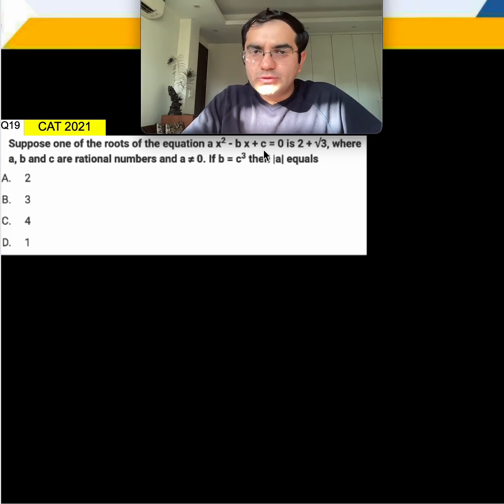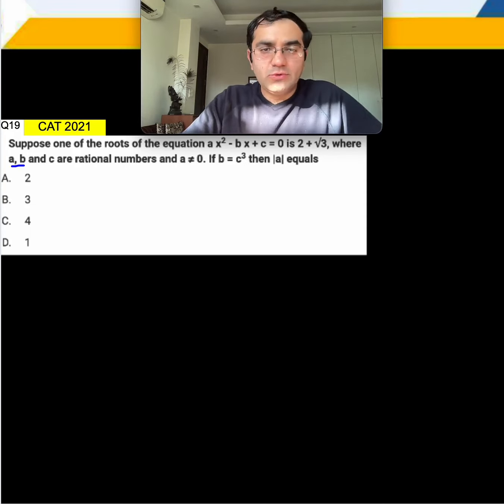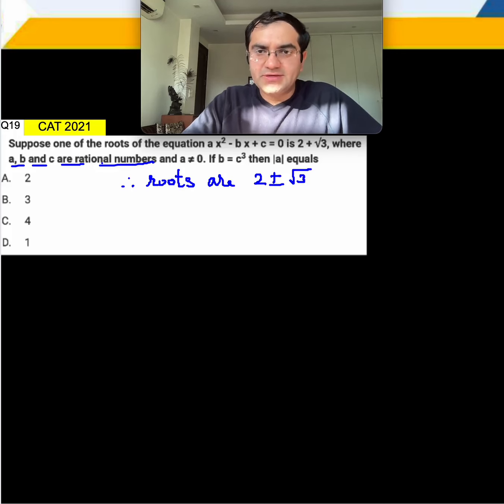Suppose one of the roots of this equation is 2 plus root 3, where a, b and c are rational numbers. As soon as it says rational numbers, now we know that if one of the roots is 2 plus root 3, the other has to be 2 minus root 3. So the roots are 2 plus minus root 3. Okay? And then we are given b equal to c cube.